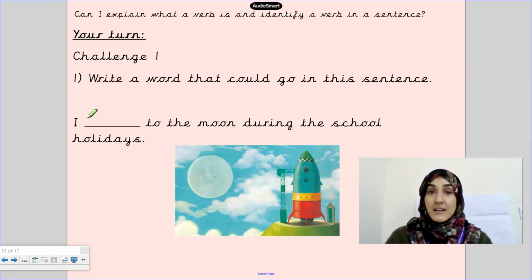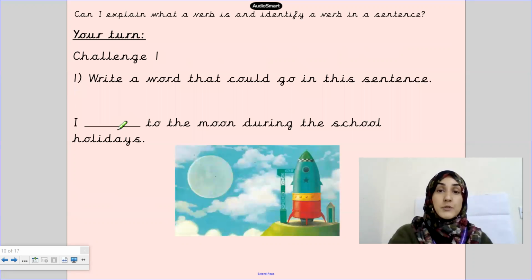So I'll read out the sentence and you're going to fill in the blank, which is the space, with a verb. I blank to the moon during the school holidays. So you might want to use, what did Bob do? He switched on the moon's light and he blank off home. You might want to use the same verb.